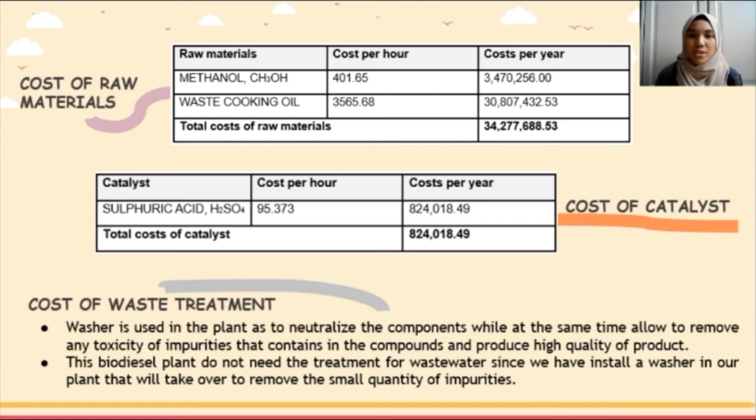While for the cost of waste treatment, we apply a washer in our plant to neutralize the components while at the same time removing any toxicity of impurities contained in the compounds and producing high quality product. Therefore, for our biodiesel plantation, we do not need any treatment for waste water since we have installed a washer in our plant that will take over to remove the small quantity of impurities.